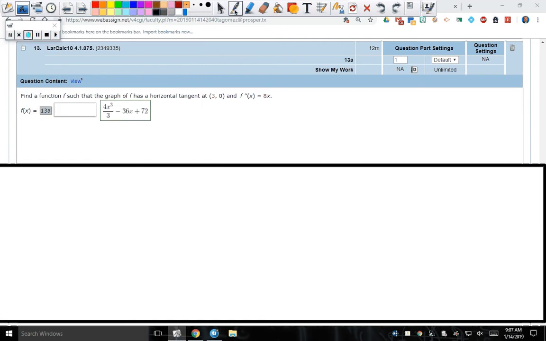Okay, so let's look at number 13. It says find a function f that the graph of f has a horizontal tangent. When you see horizontal tangent, you know that wherever it's at, the derivative is 0. Okay? Your at moment is x is equal to 3 and y is equal to 0. So a horizontal tangent on f says that f's position will be 0 at 3. 3 seconds, 3 hours, whatever the units of measure are for your input.